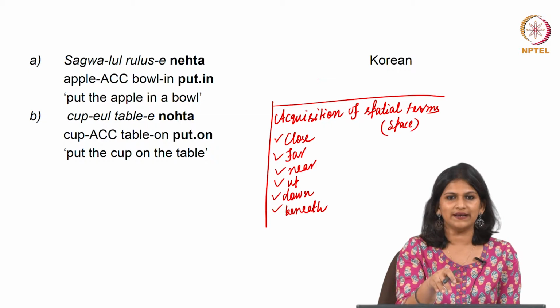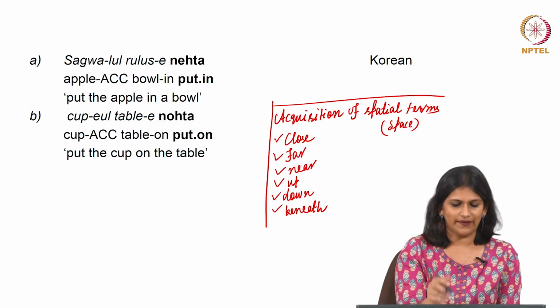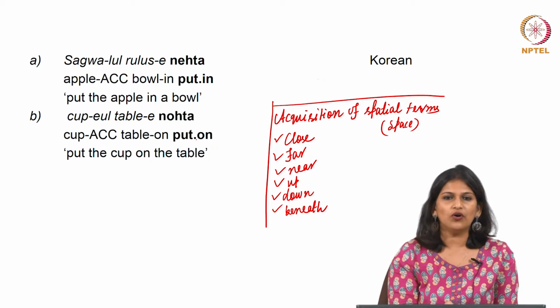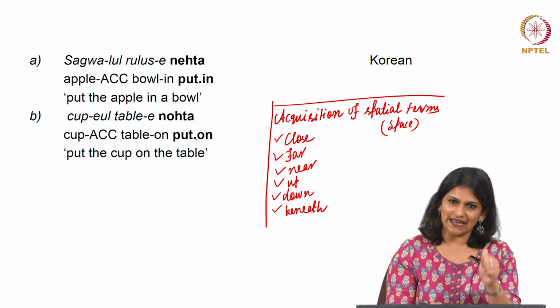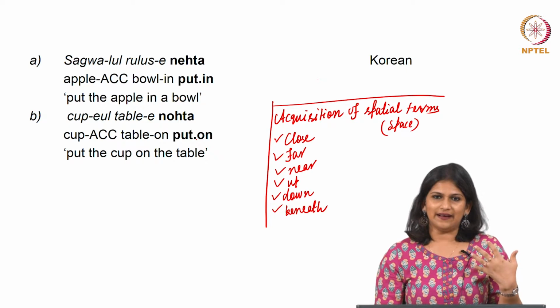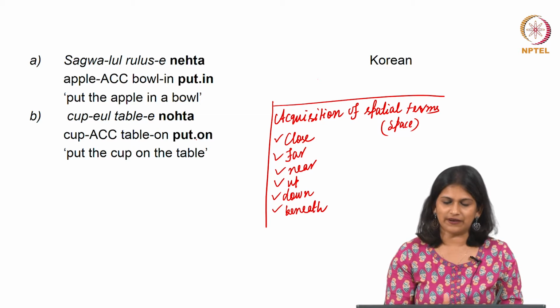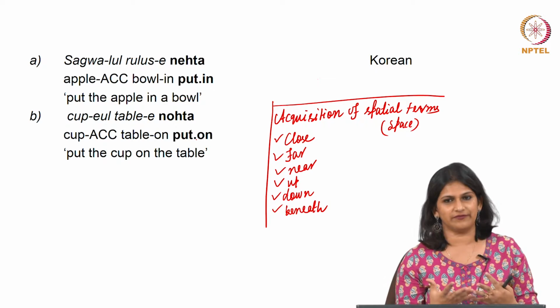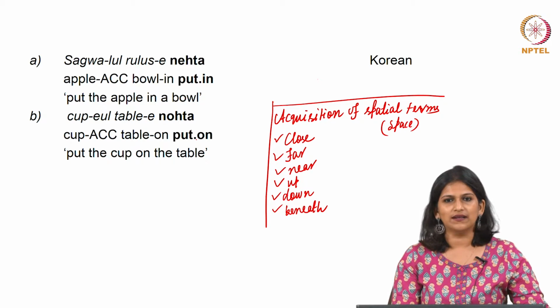Nehta means putting it where? Putting it in the bowl or into a bowl. When the verb is nohta, it means putting the cup on the table. So, even in the same language, for on the table and in the bowl, not only the prepositions are different, but also the verb form is different. So, Korean is an interesting example.